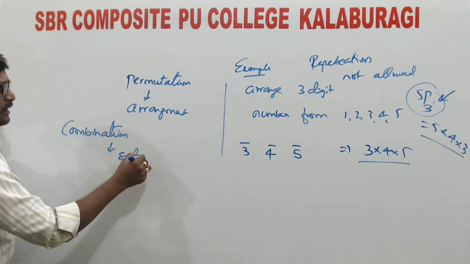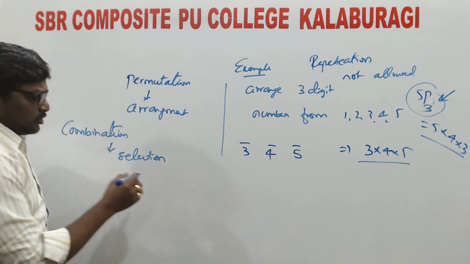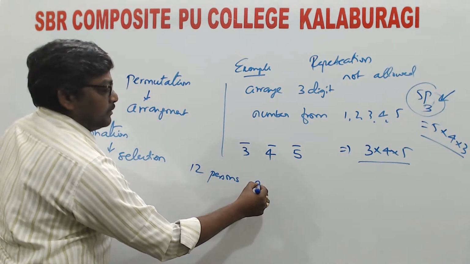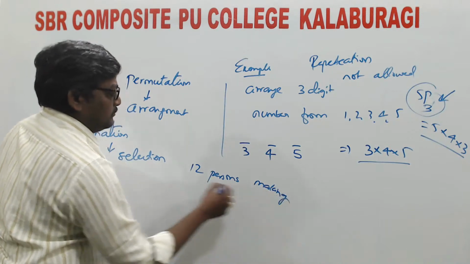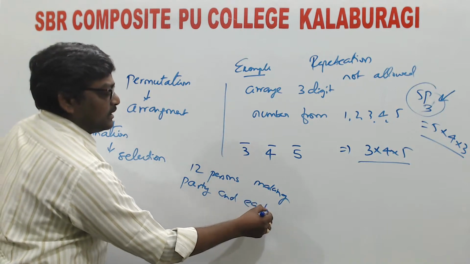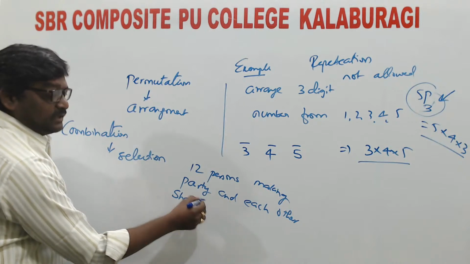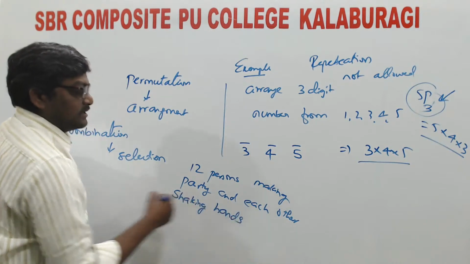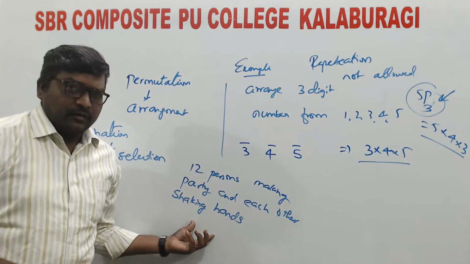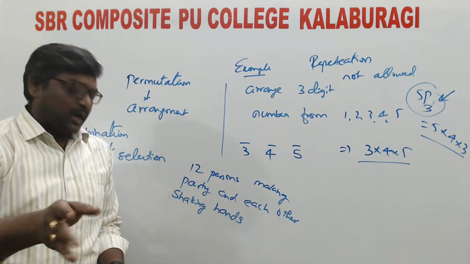And if you come to combination, it is selection depending on the condition. Suppose 12 persons are at a party shaking hands with each other. We have already discussed this. Any 2 persons can shake hands, and there is a uniqueness there. We can't shake 3 at a time. Shaking means only hand to hand.